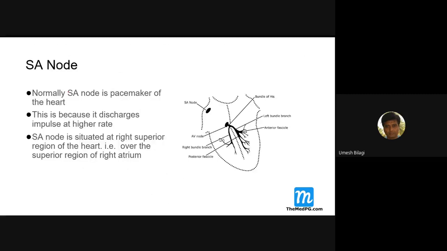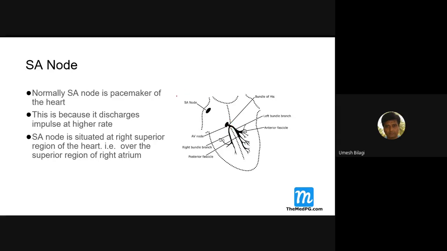Okay. I'll go in detail more about the SA node, that is the sinoatrial node. Normally the SA node is the pacemaker of the heart. This is because it discharges the impulses at the highest rate of the rest of the heart. As it discharges at the higher rate, it sets the rhythm of the heart. Then comes the AV node, which discharges a little less than that, and other tissues less still.